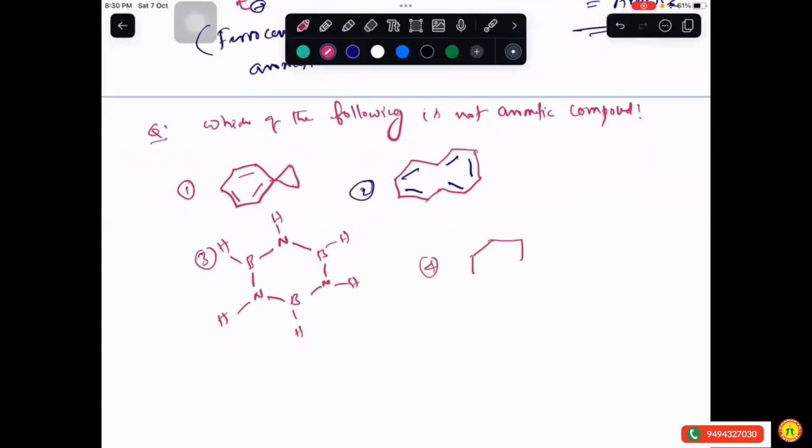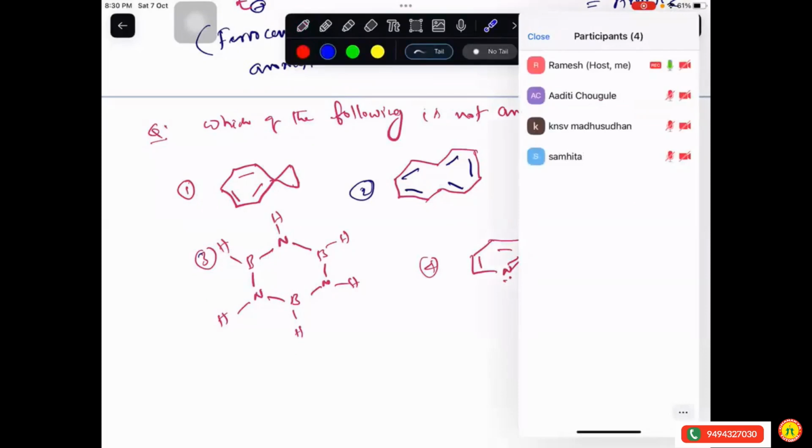It is nitrogen. This is called pyridine. Anybody can guess which is the not aromatic? Aditi? Aditi, can you give the answer? Madhusudan, Samhita?